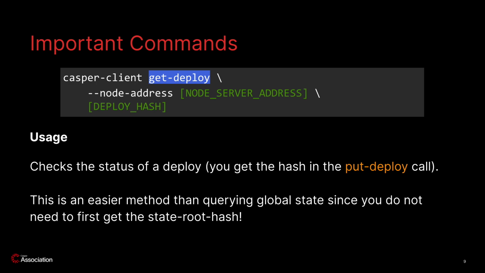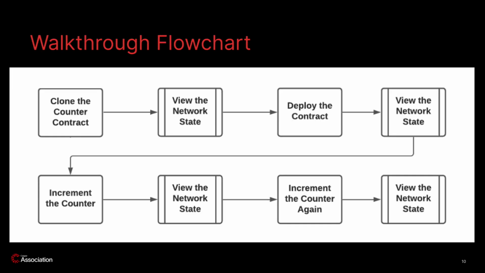When the put deploy command finishes executing, it returns a deploy hash. We can use that hash as an argument to get deployed to see if the transaction was successful. This is also much more straightforward than querying the global network state using the get state root hash and then having to search for the specific named key. All right, with those commands in our arsenal, now we can walk through this flowchart and see the blockchain in action. So let's dive right in.